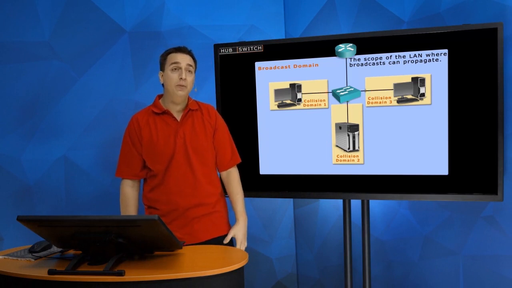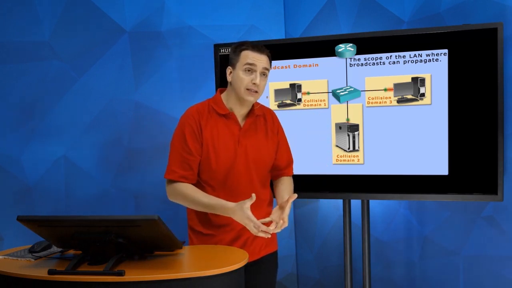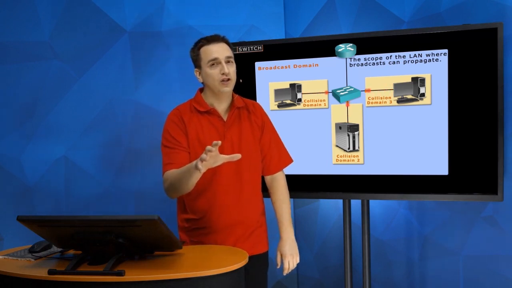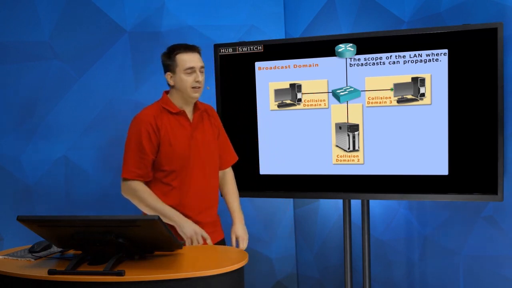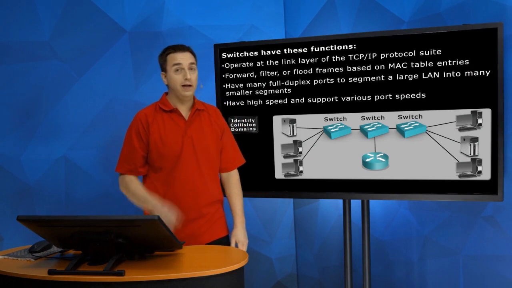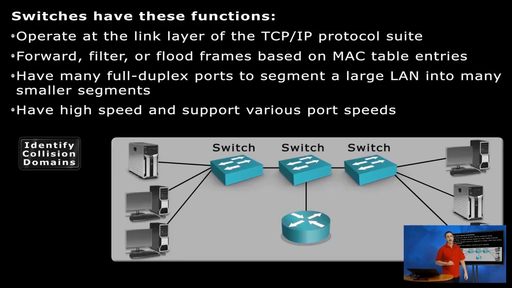So the broadcast domains are defined by your router interfaces, and your collision domains are defined by your switch interfaces. So let's practice something here. I'd like you to take a moment to identify the number of collision domains that we have here. How many collision domains do we have here? How many collision domains? Remember what I said, every single port on a switch is in a different collision domain, whereas with the hub, every port's in the same collision domain.